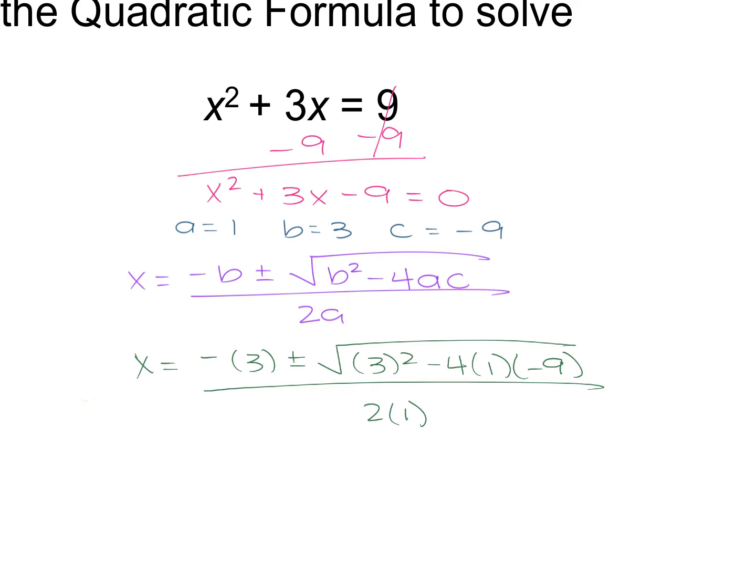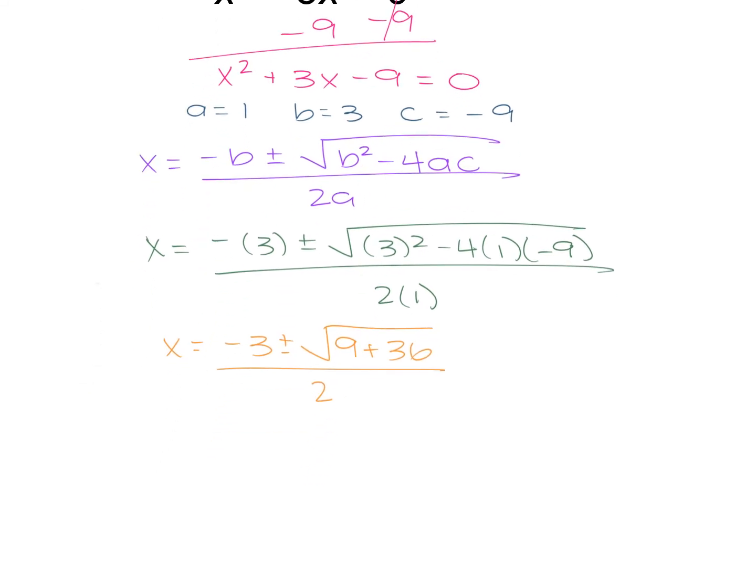From here, again, you're just simplifying. So the opposite of 3 is negative 3 plus or minus the square root of 3 squared is 9. The negative 4 times 1 is negative 4 times negative 9 is a positive 36. And this is all over 2 times 1, which is 2. From here, we add underneath that radical. The 9 plus 36 gives us 45. So that's x is equal to negative 3 plus or minus the square root of 45 all over 2.